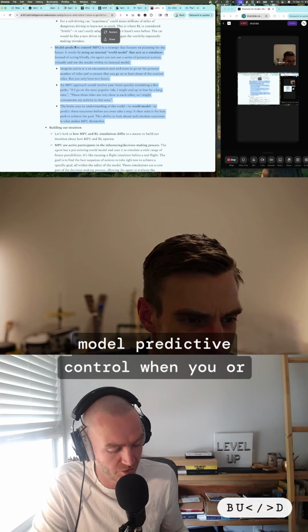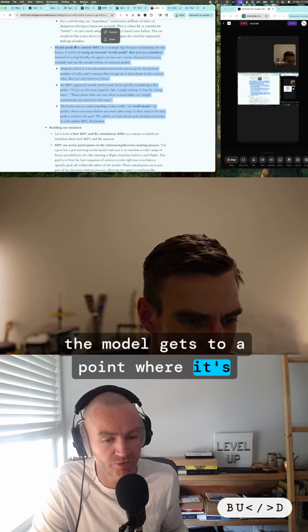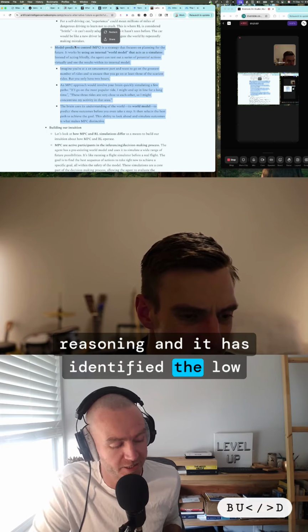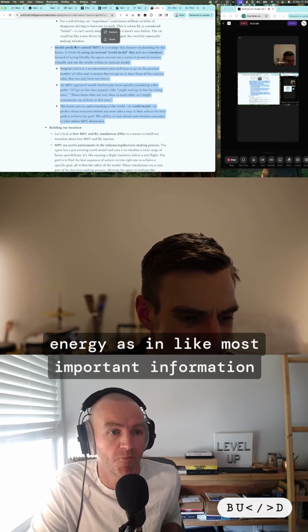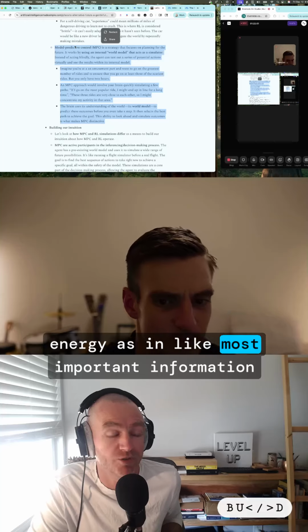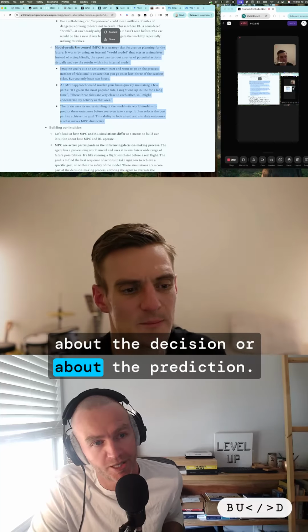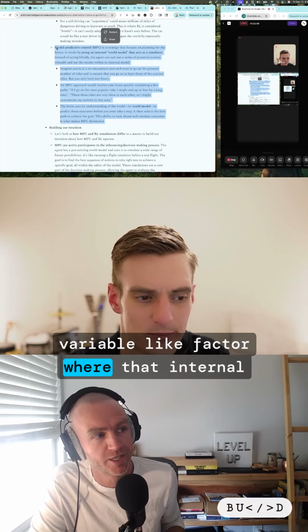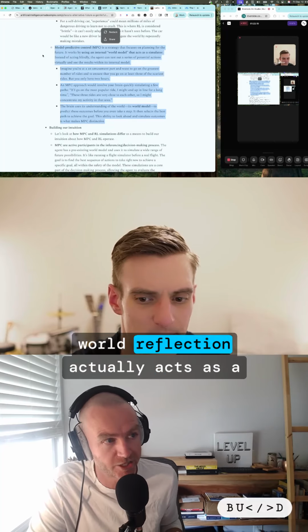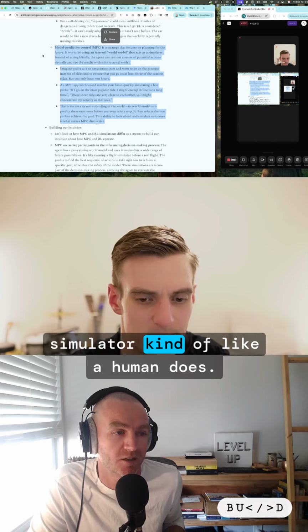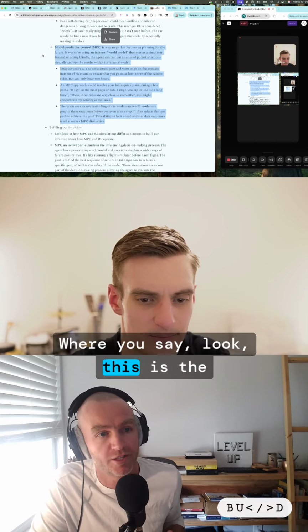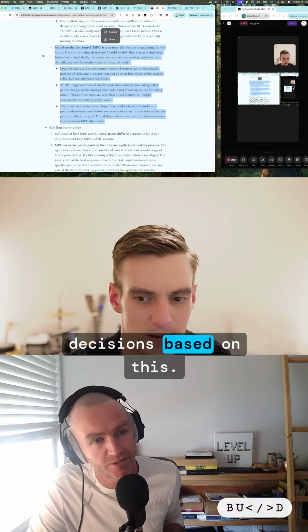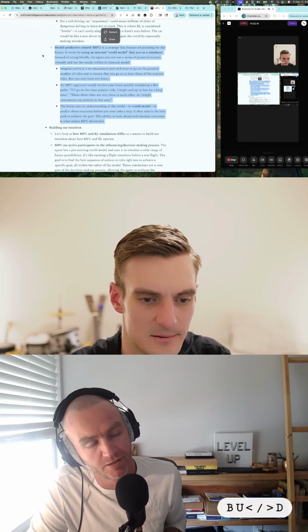When the model gets to a point where it's reasoning and it has identified the low energy, as in the most important information about the decision or about the prediction, it then has this model predictive control factor where that internal world reflection actually acts as a simulator, kind of like a human does, where you say, look, this is the information that I've got and I'm making the decisions based on this, getting rid of the noise.